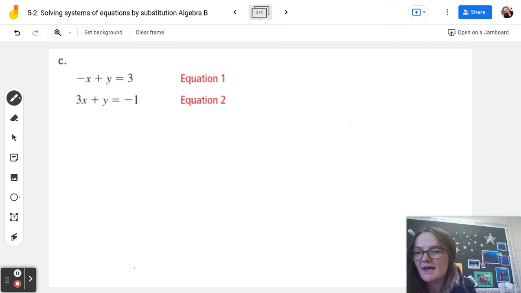Okay, so for these last three questions, we're going to use the same methodology. We can see for this letter C here, there's no equation already solved for y, so I'm going to solve for y myself. I'm going to do that by isolating y in one of these equations. I'm going to start with the first one.